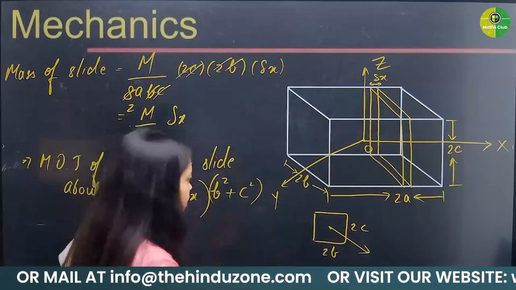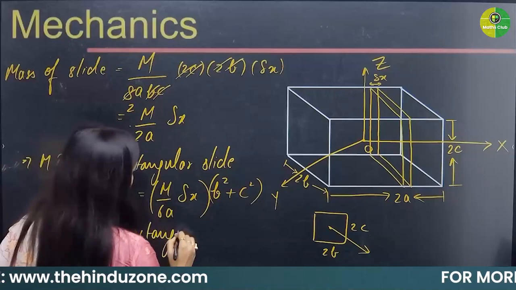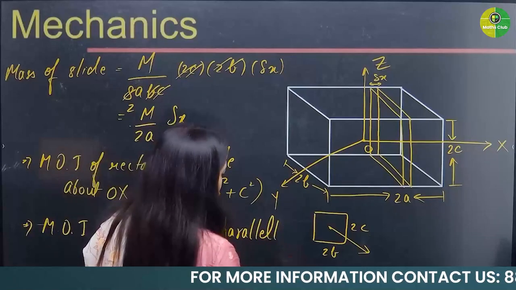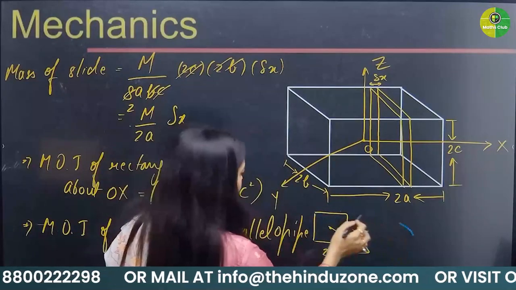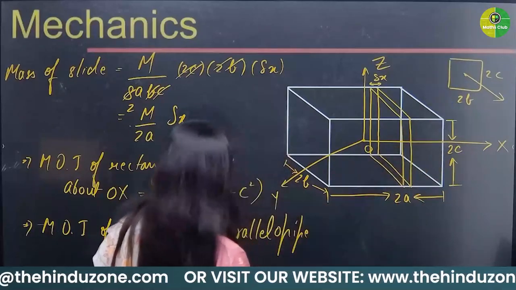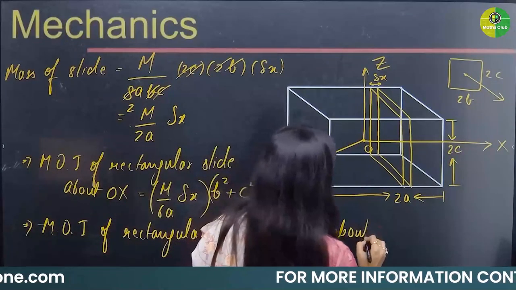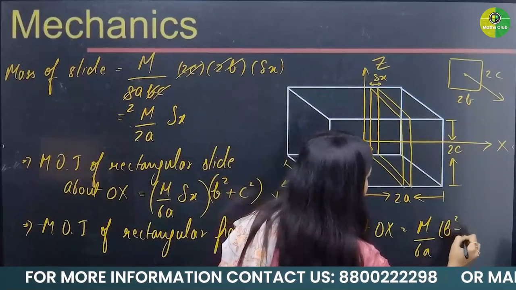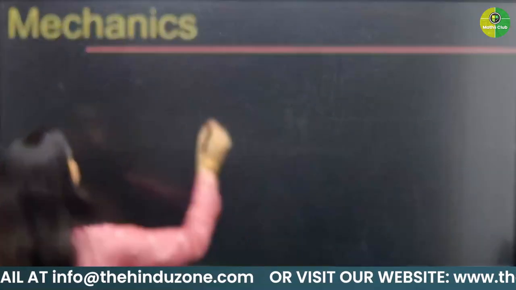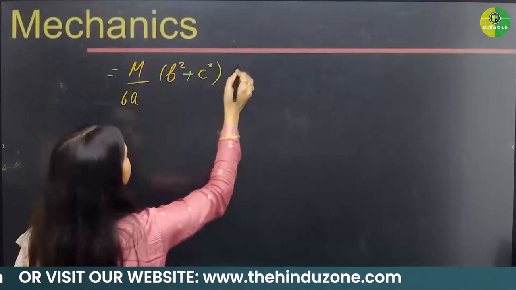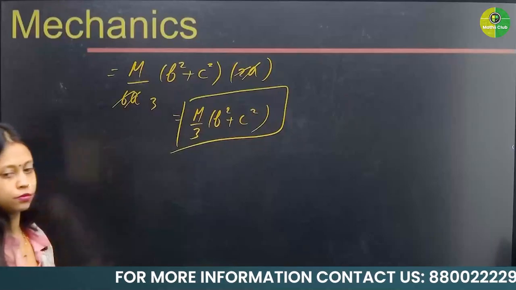Next, the moment of inertia of the complete parallelepiped. So we have to integrate. It implies the moment of inertia of the rectangular parallelepiped about OX is M by 6a (b square plus c square) common, integration of dx, and x will obviously be from minus a to a, so this is 2a. M by 6a (b square plus c square) times 2a, a and a cancel, so this is M by 3 (b square plus c square). And that is your result.